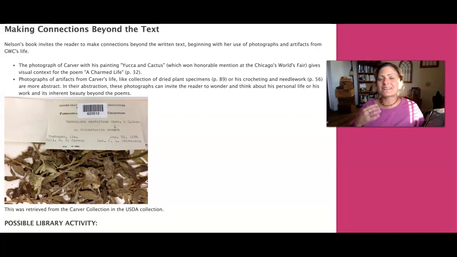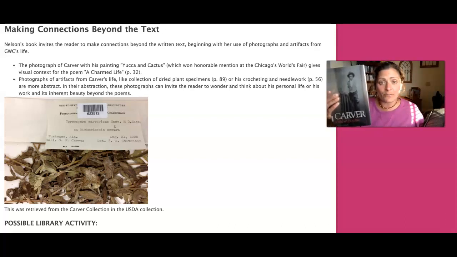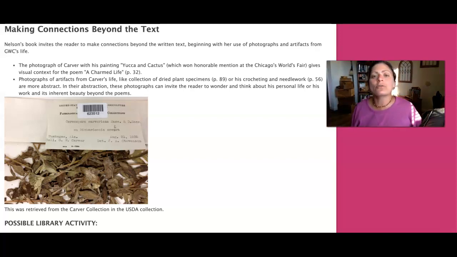Nelson's book practically demands that the reader begin making connections between the text and the world outside through its use of snapshots. The images that are included in Carver, A Life in Poems, show artifacts from different museum collections, different library collections from Carver's life. So, for example, there's a photograph of Carver standing next to his painting Yucca and Cactus, which won honorable mention at the Chicago World's Fair.